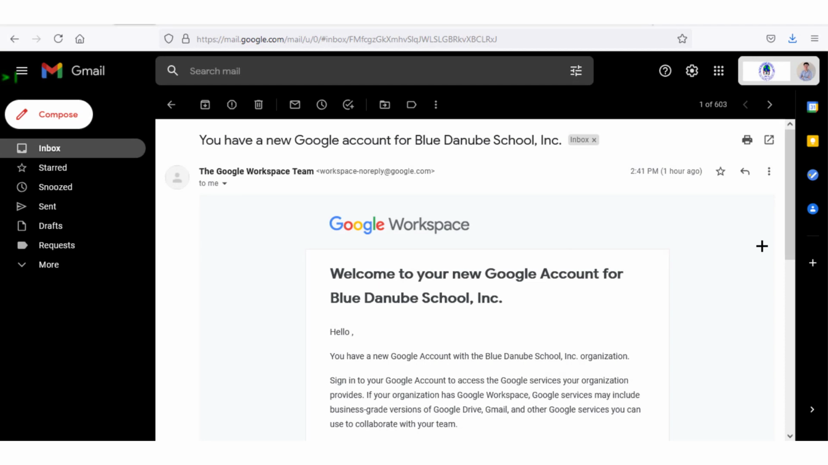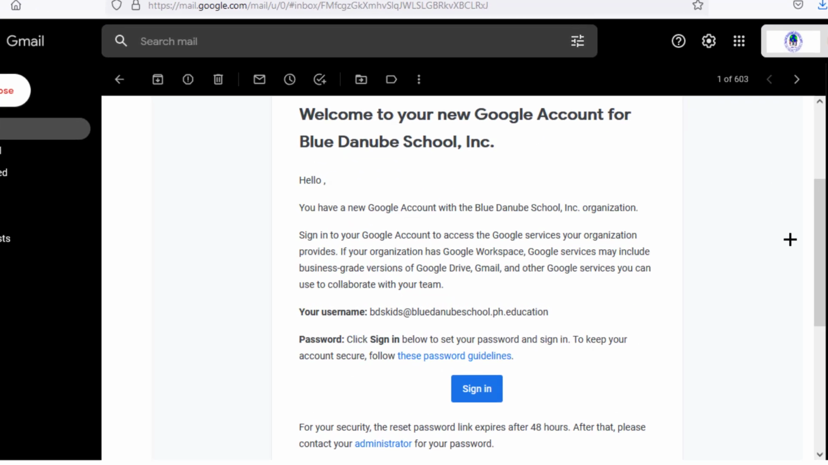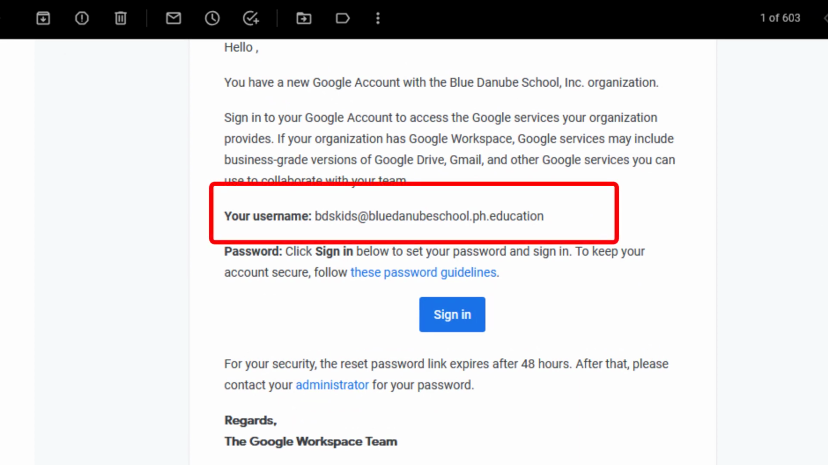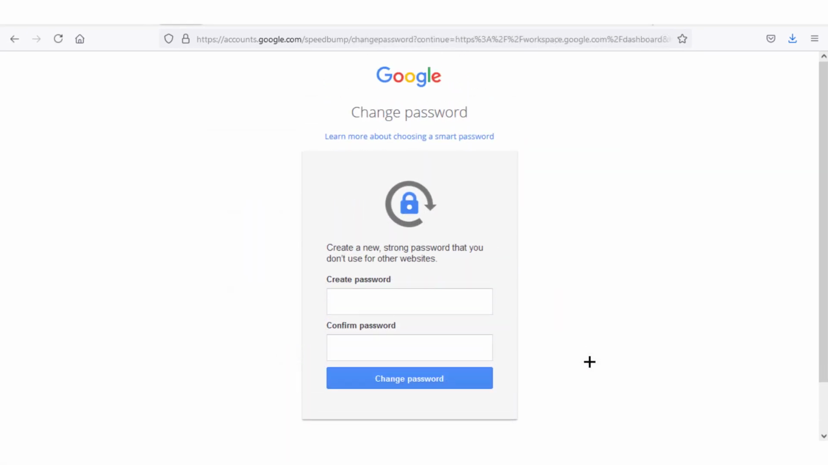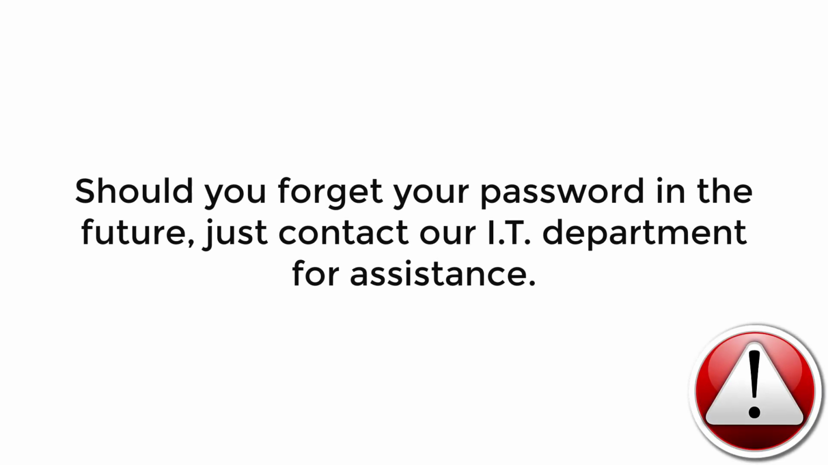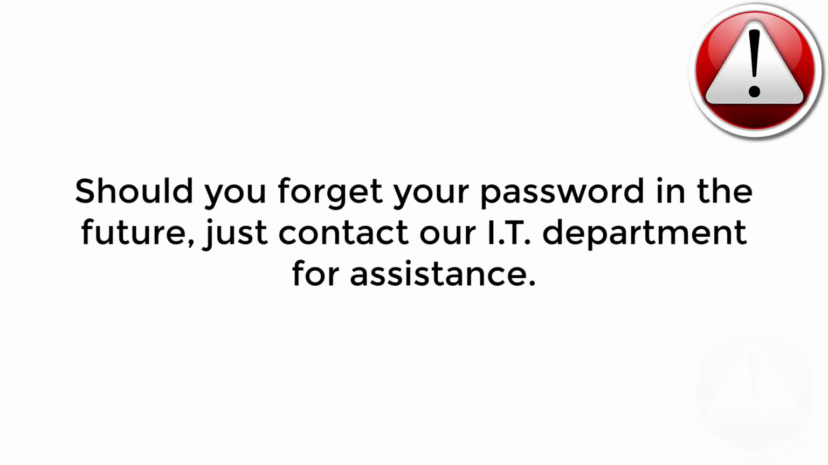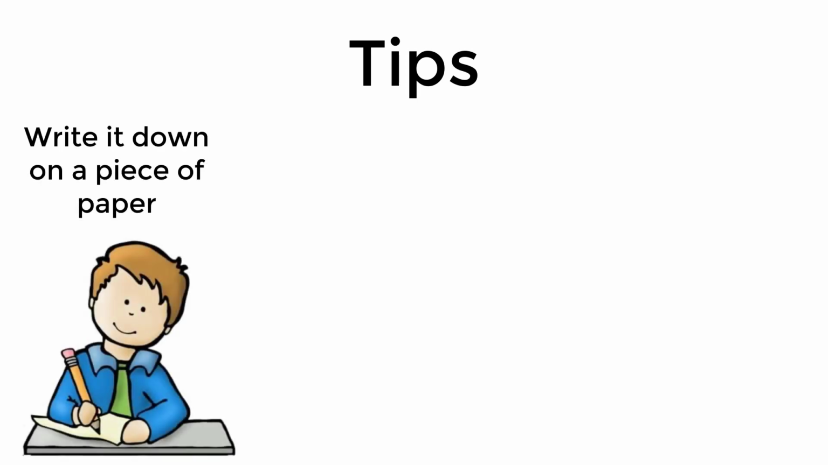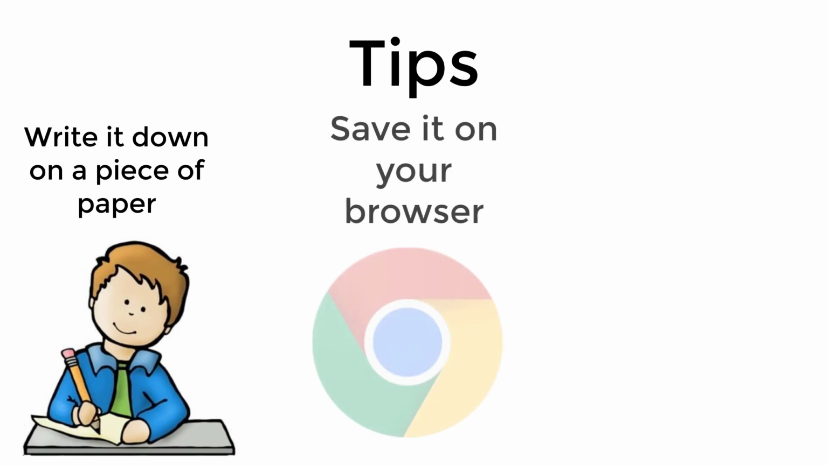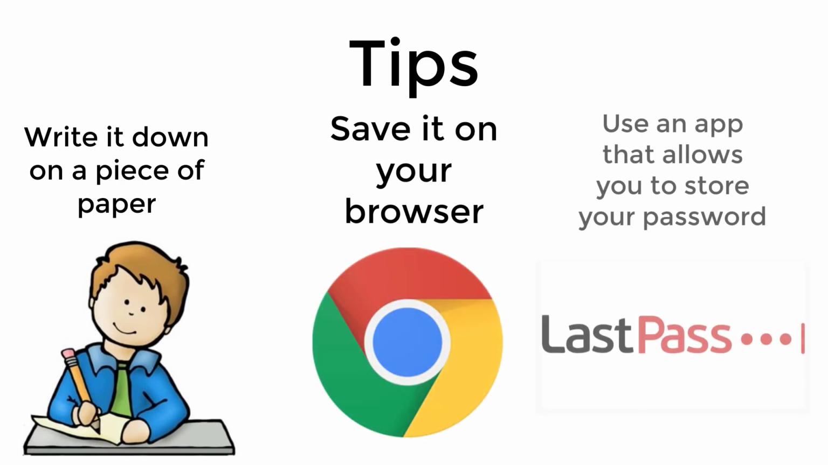In that email, your child's Google confirmation for online classes will be available. It will also have a link that will redirect you to the Google sign-up page wherein you are tasked to change your password. Should you forget your password in the future, just contact our IT department for assistance. Here are some tips in keeping your details. You can either write it down on a piece of paper, you can save it on your browser, or use an app that allows you to store your password.